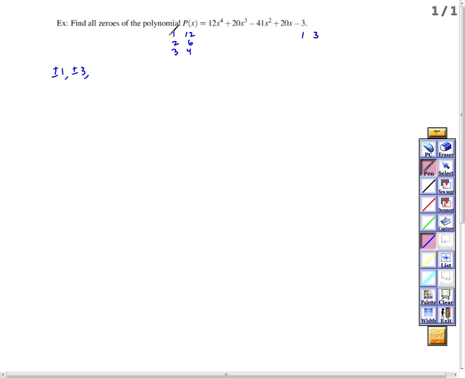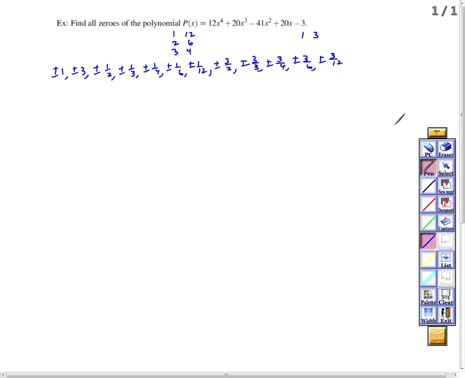That's dividing by 1. Now I'm going to take each of these, 1 and 3, and divide by 2, 3, 4, 6, and 12. So plus or minus 1/2, plus or minus 1/3, plus or minus 1/4, plus or minus 1/6, plus or minus 1/12. Now I'm going to take the 3 and divide by 2, 3, 4, 6, 12. Plus or minus 3/2, plus or minus 3/3, plus or minus 3/4, plus or minus 3/6, plus or minus 3/12.